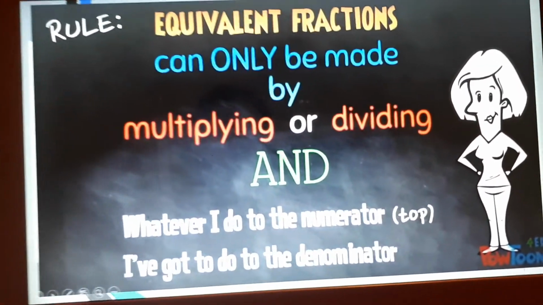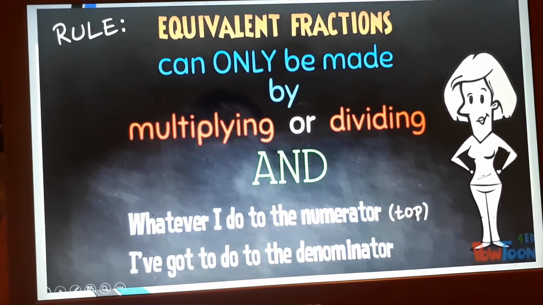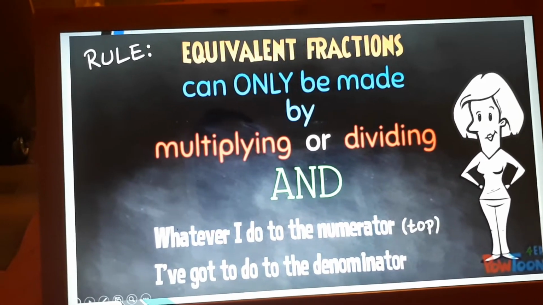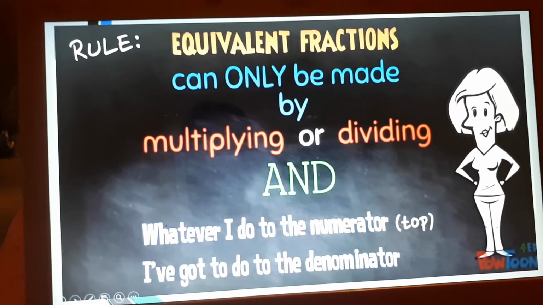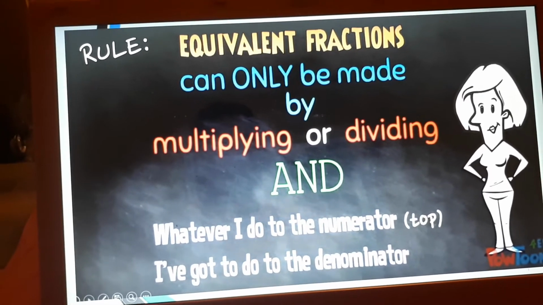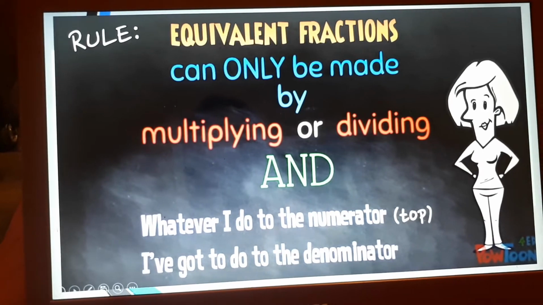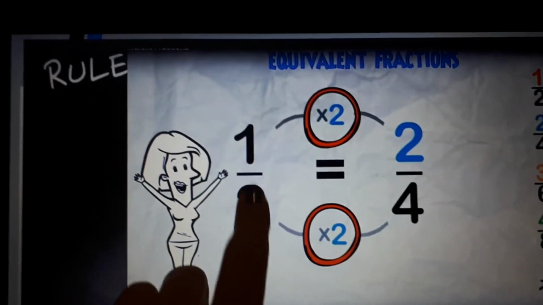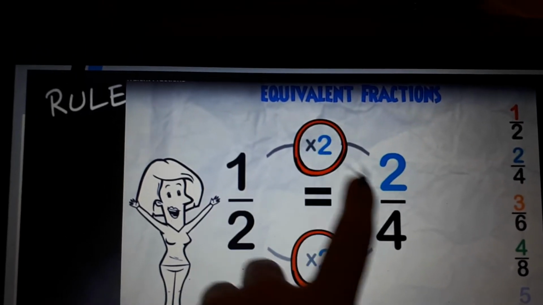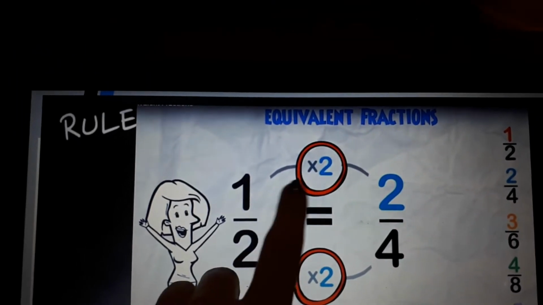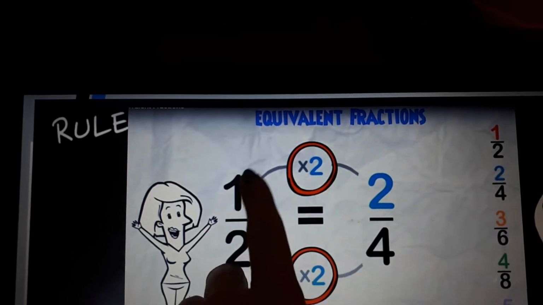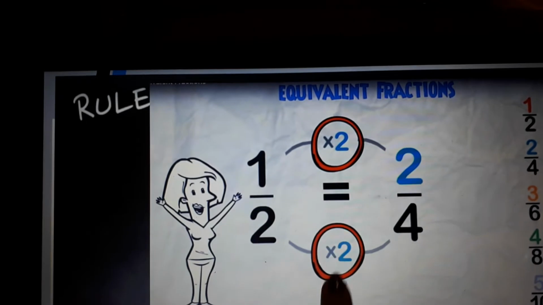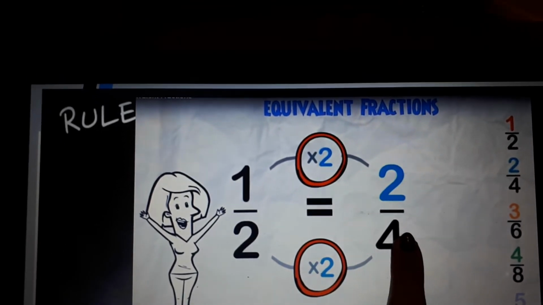What is the rule here? The rule of equivalent fractions is that they can only be made by multiplying or dividing. And whatever I do to the numerator, which is the top, I've got to do to the denominator, which is the bottom. Now you will see. You see here, 1 over 2. I multiply 1 by 2, it becomes 2. Then, because I multiply the top, which is the numerator, by 2, I must multiply the denominator by the same number. 2 times 2 is equal to 4.